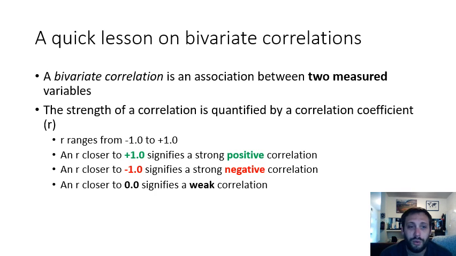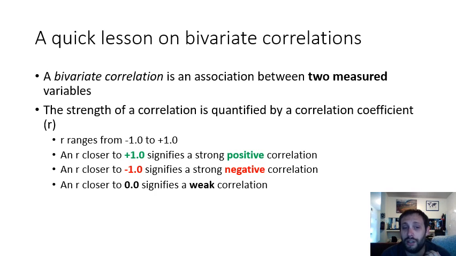So I'm going to go ahead and give you a quick lesson on bivariate correlations. Bivariate meaning that there's only two variables that we're looking at. So a bivariate correlation is the association between two measured variables. Now I think we already talked about this before, but I wanted to dig a little bit deeper. Additionally, your Morling book has a lot of information on what a correlation represents and how you can talk about it. The strength of a correlation is quantified by a correlation coefficient, and we represent our correlation coefficients through the letter R.